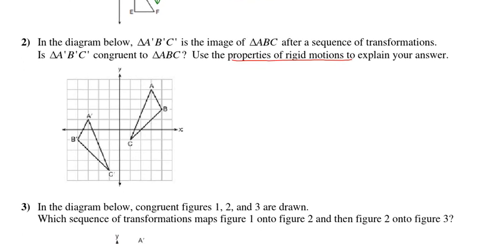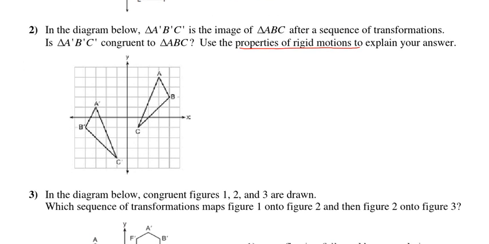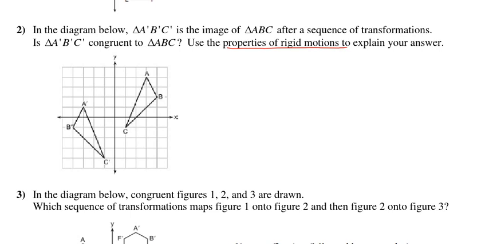Okay, so let's look at the diagram and examine it to see if there are rigid motions or not. So I look at triangle ABC. We're going from triangle ABC to triangle A prime, B prime, C prime. And if we compare just by looking at it, we can see very clearly that the figures look exactly the same size and the same shape.